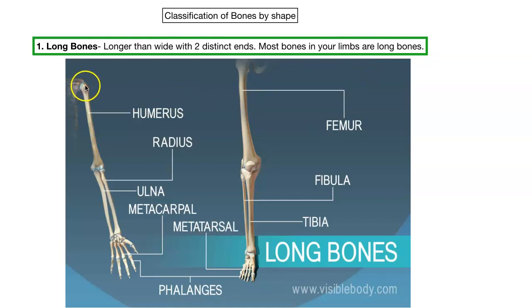So the humerus of the upper arm, the radius and the ulna, and all your digits, your fingers, aka phalanges, those are all long bones. The femur, the tibia, and the fibula of your leg, and all the toes, toe phalanges, those are all long bones.